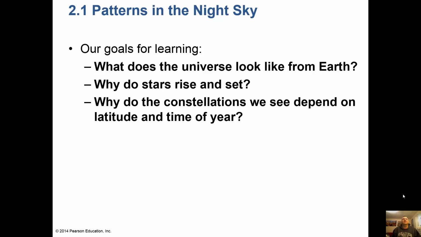Well, what are our goals for this chapter? We're going to look at what does the universe look like from Earth, why do the stars rise and set, and why do the constellations we see depend on latitude and time of year. Latitude is our position on the Earth between the North and South Pole.